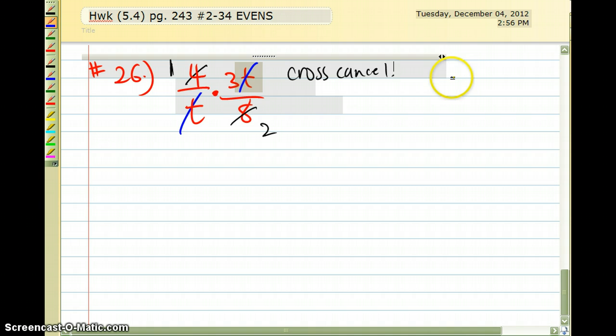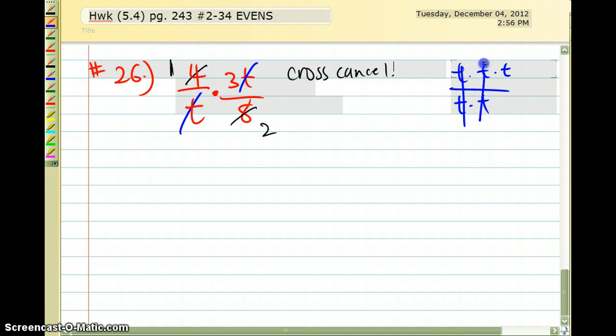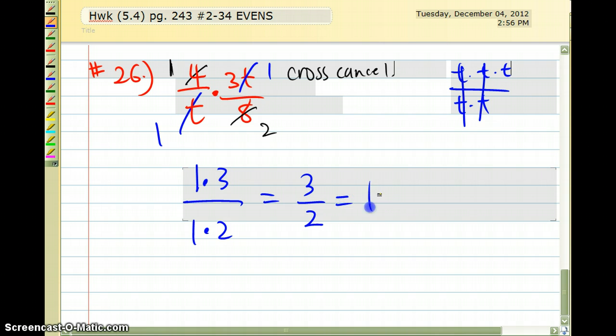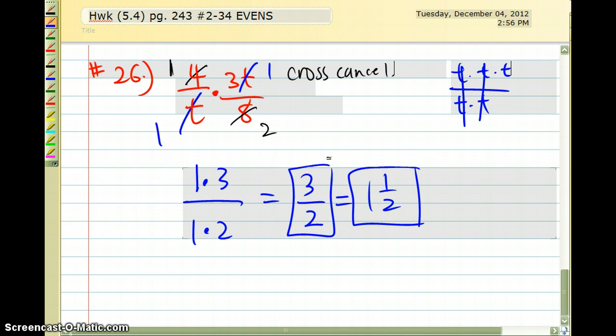Just like when I used to write t times t times t and then t times t, I can cancel t's. I can also do that here too. So then what I'm going to get is 1 times 3 in my numerator, and this would just become 1 and 1. So 1 times 2 my denominator, giving me 3 over 2, which is the same as 1 and 1/2. Both of these answers are appropriate.